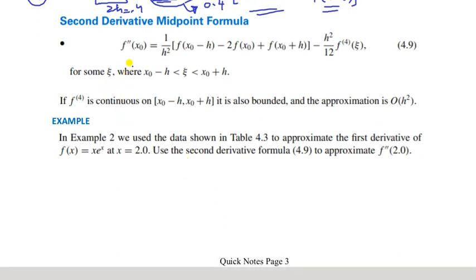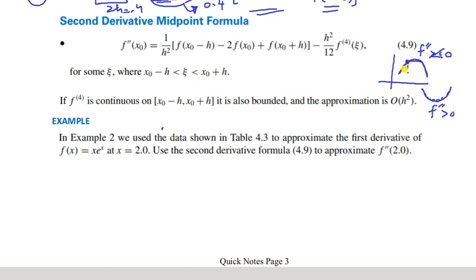Second derivative midpoint formula. If I want to approximate the second derivative, you know the second derivative is the concavity, right? It gives you the concavity like this. In this whole part, second derivative is negative, right? And if we have this type of shape, the second derivative is positive. So second derivative gives you the concavity, not the slope. But how can we find that? We have a midpoint formula which uses the 3 points.